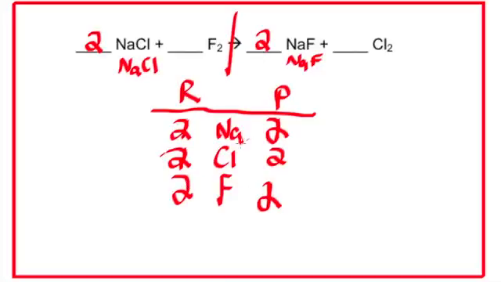And in this case, that's pretty happy for me because I had 2 going in and now I have 2 coming out, and I notice that I have everything balanced, 2, 2, 2, 2, 2, 2. So the balanced chemical reaction here must be 2 sodium chlorides plus 1 fluorine makes 2 sodium fluorides and 1 chlorine molecule.